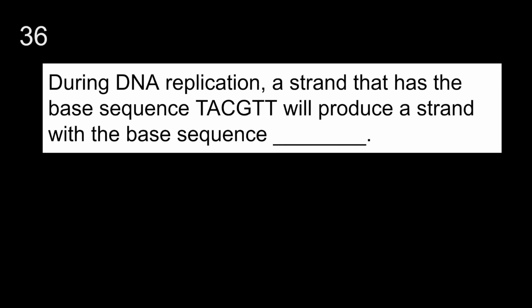Question 36. During DNA replication, a strand that has the base sequence TACGTT will produce a strand with the base sequence blank. The answer is ATGCAA. And well, we know that A goes with T and C goes with G. So across from every T, you have an A. Across from every A, you have a T. Across from every C, you got a G. And across from every G, you have a C.